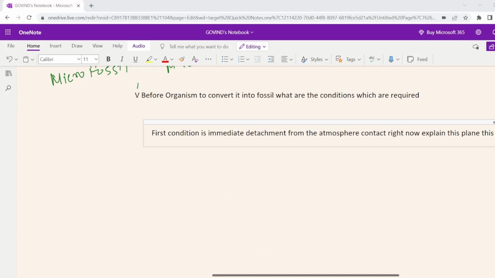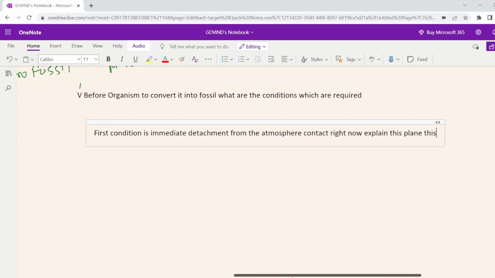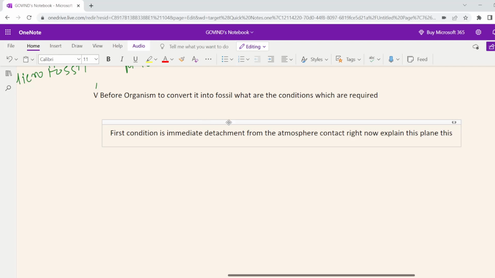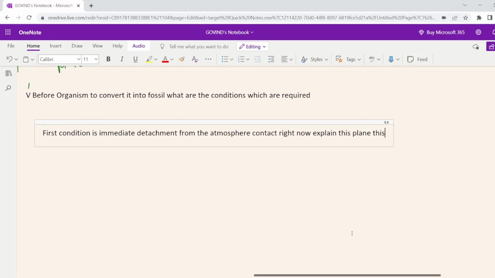So now the question is how an organism, let me show you the complete slide. Yes, I'm sure you can see now. I have written the conditions required for an organism to convert into fossils. We are discussing the first condition: immediate detachment from the atmosphere contact. Why? Because if the organism remains in contact with oxygen, then of course the chances of decomposition are high. How can immediate detachment occur? This is again very important, so let me now discuss it.